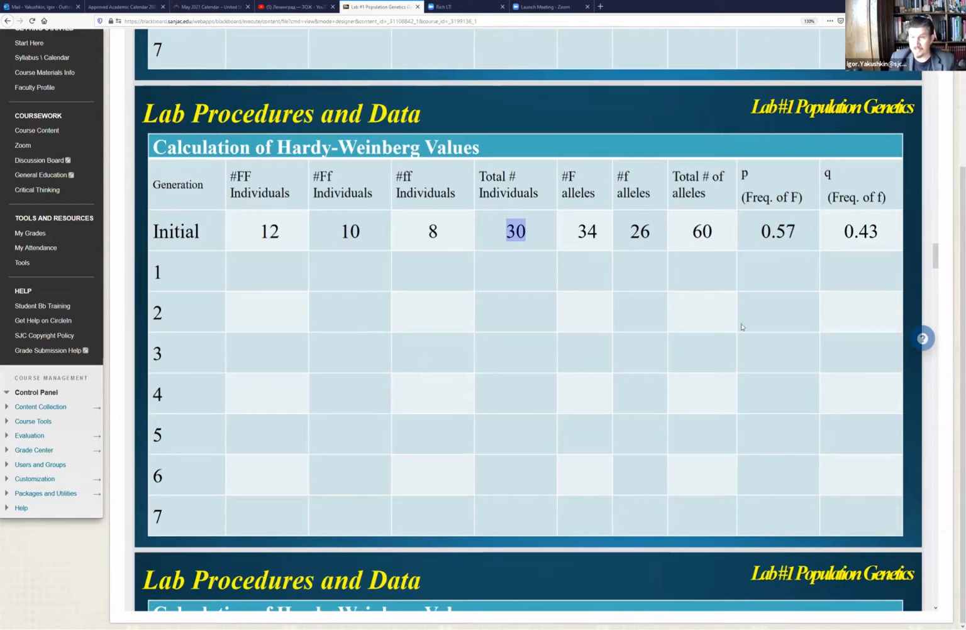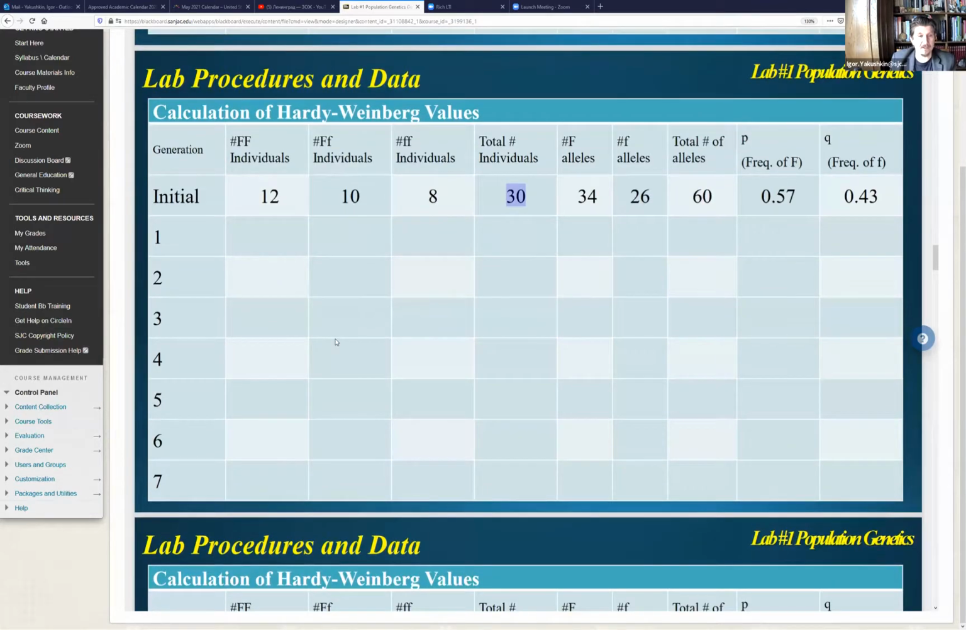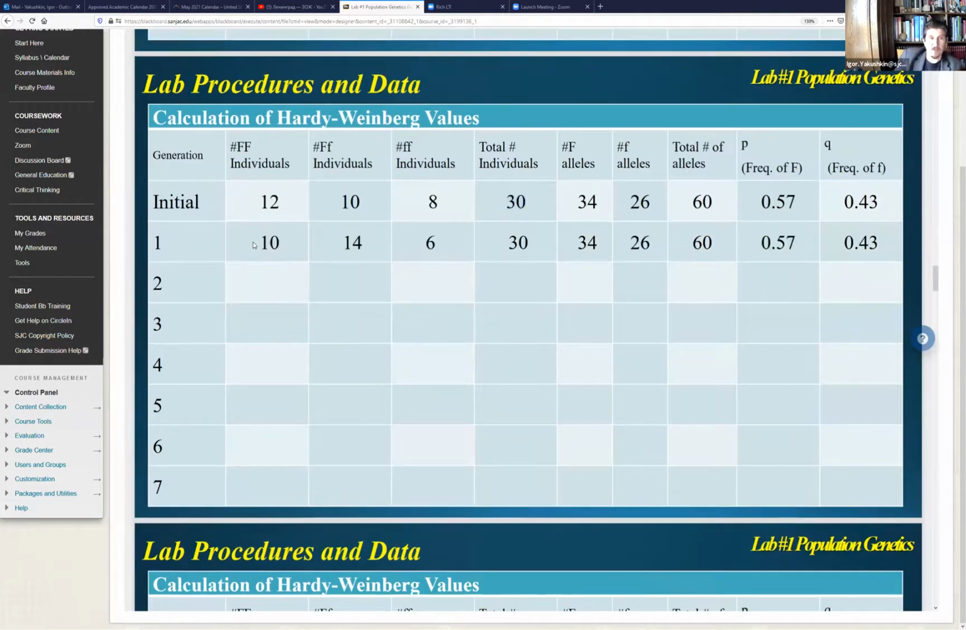All right. And in this particular case, after the first generation, what we ended up with is these numbers. We had 10 capital F individuals. Did it change from the initial generation? Yes, it did. We have 14 hybrids. We have only 6 lowercase individuals, the hairless bunnies. So we definitely can see the change phenotypically. We had 22 furry bunnies and 8 furless bunnies in the initial generation. Now we have 24 furry and only 6 hairless.